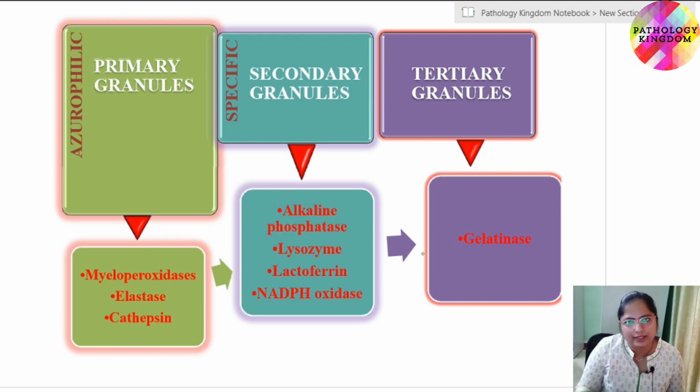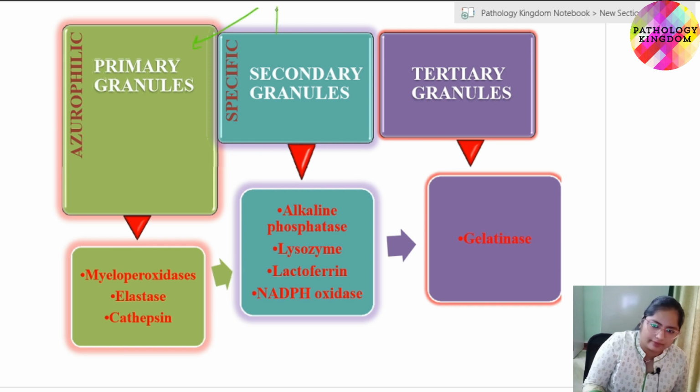Now what are the types of granules in neutrophil? Neutrophil will have three types of granules: primary granules, secondary granules and tertiary granules. These are the important granules because they are also known as specific granules. And primary granules, they are also known as eosinophilic granules.